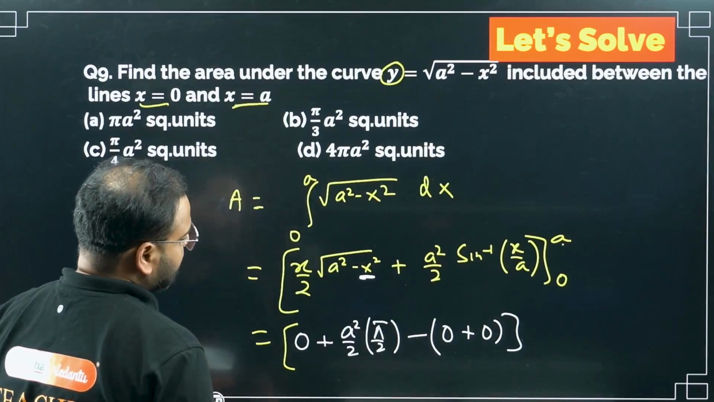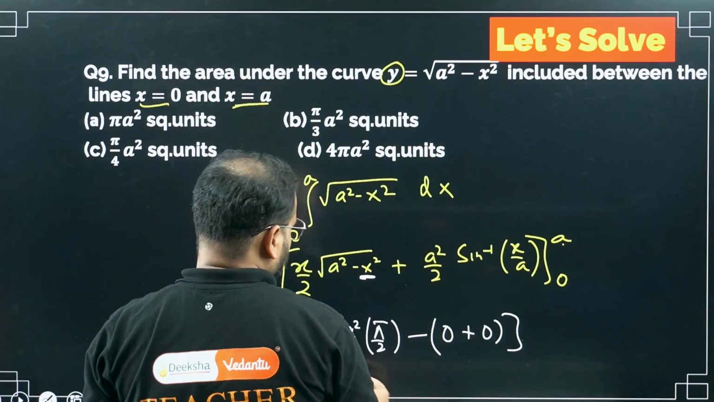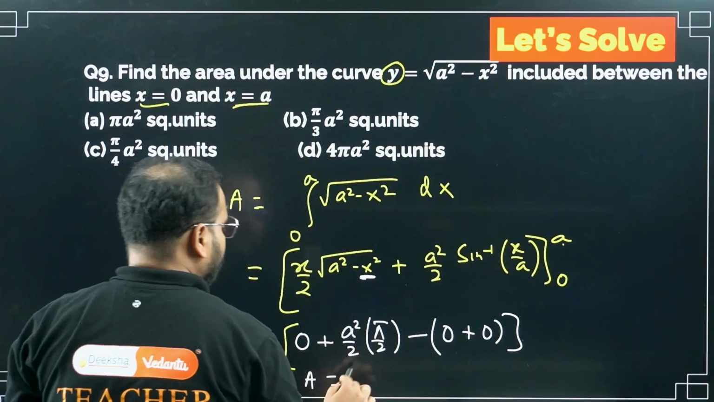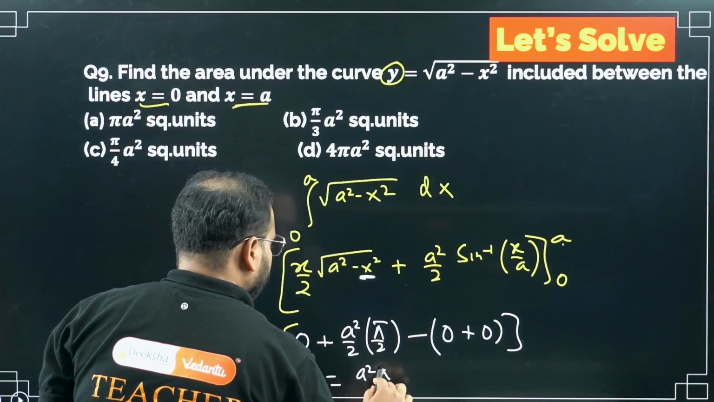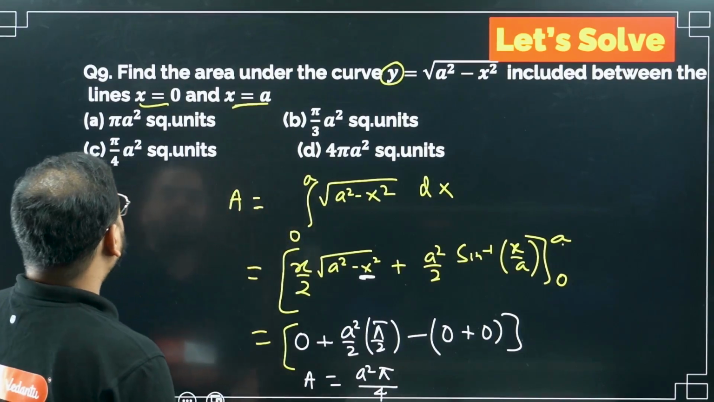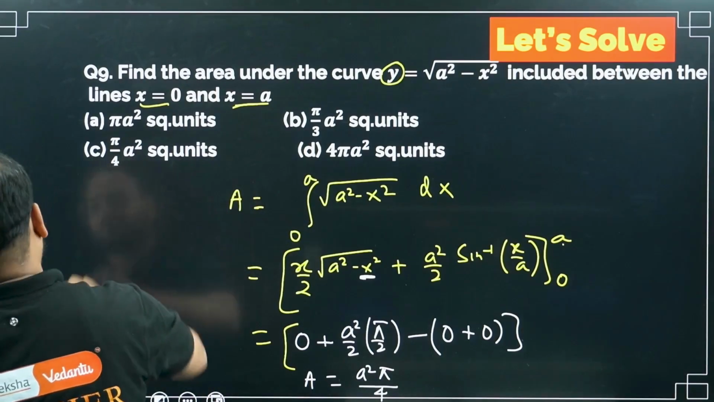What's my answer? Please check. So I get what? My result will be simply A equals a square pi by 4, or pi a square by 4. Yes, pi a square by 4. Option number C.